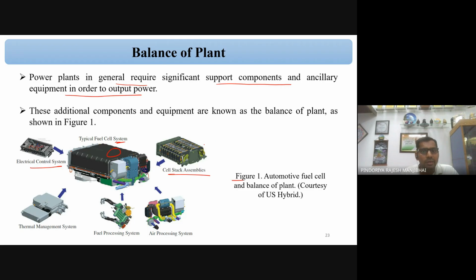So you can see many cells are connected in series and parallel, and then finally it is a cell stack. Air processing system, because we can generate the energy by the processing of the hydrogen and the oxygen, correct? So there is an air processing system, fuel processing system, and thermal management system. So these are the major components for the balance of the plant. Otherwise we can say the typical fuel cell system.